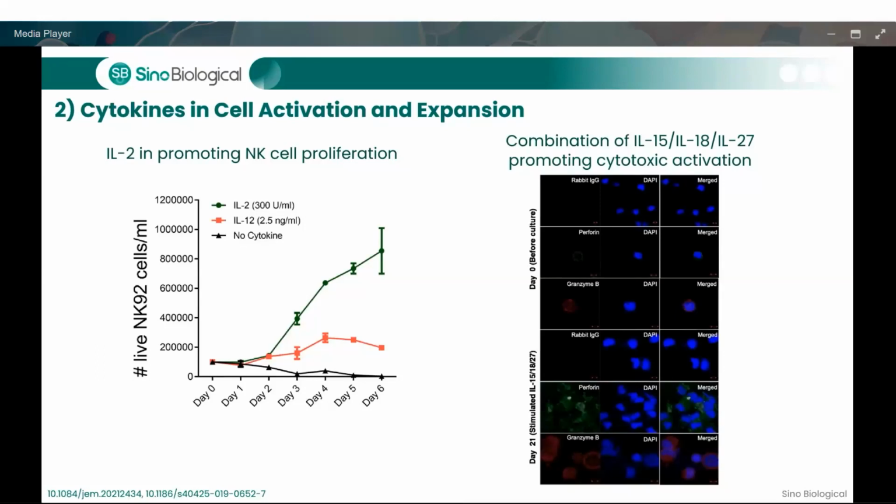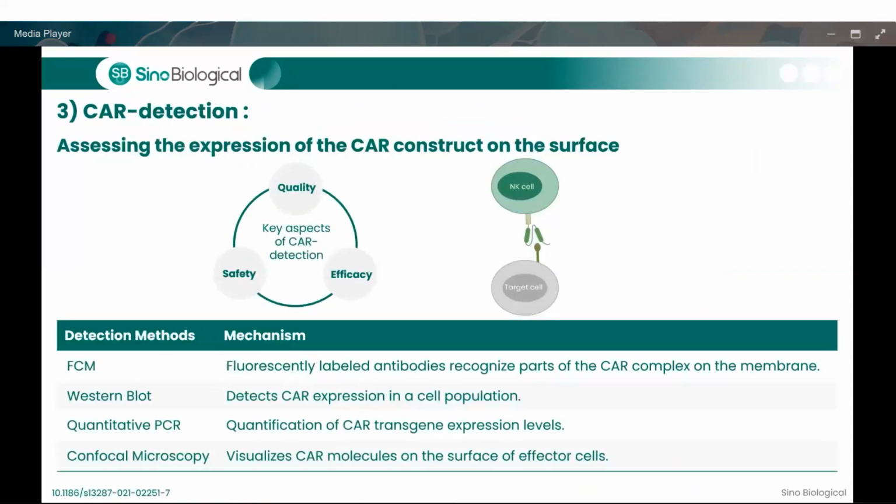Besides promoting cell proliferation, cytokines can also increase NK cell cytotoxicity by promoting activation. On the right side, we show an example. The researchers added a mixture of the cytokines IL-15, IL-18, and IL-27 to stimulate NK cell activation. The expression levels of perforin and granzyme B dramatically increased with the treatment of the cytokine mixture. The next important part during CAR therapy production is CAR detection.